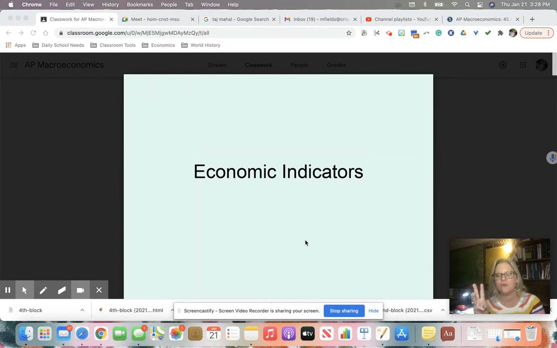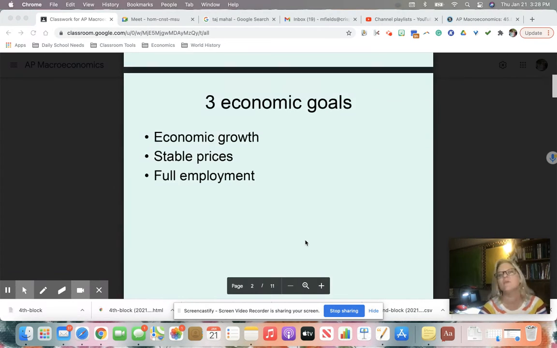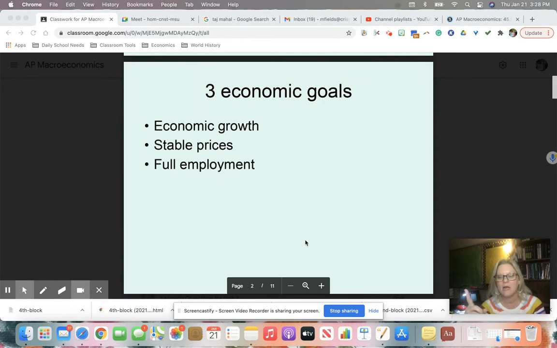All right. And so there are three indicators that we use to measure the overall health of our economy. And those three goals are economic growth. We want our economy to grow. We want it to get better. We want there to eventually be more money in our economy. We want to have more goods and services. We want to have better technology. We don't want our economy to look today like it did in the 1920s or the 1820s or the 1720s, right? The other thing is we want stable prices.